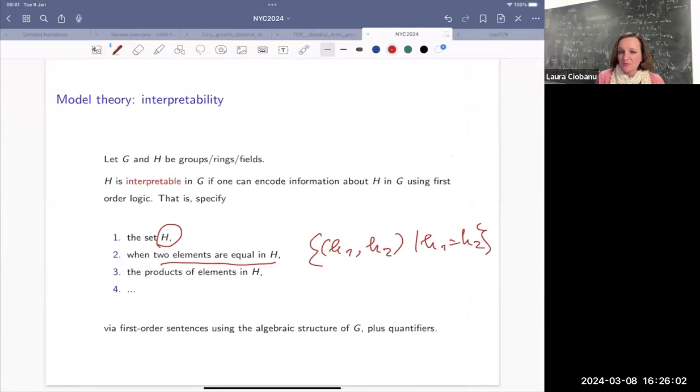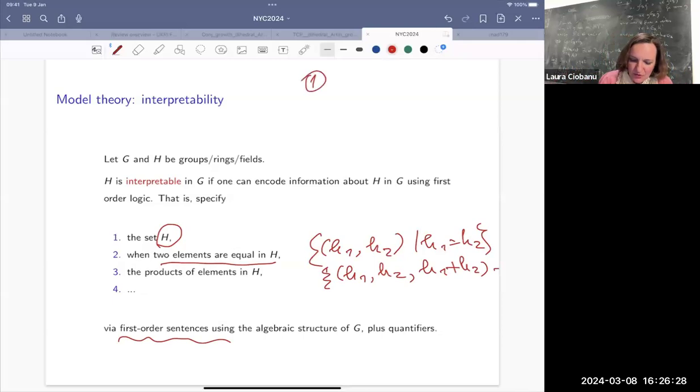If you have sums, you would like triples like H1, H2, and H1 plus H2 to be definable. If you have products, you want that to be definable too, and so on and so forth, via first order sentences. Now I could have given the very full, heavy definition of interpretability, but I think this is more helpful. But I need to make two comments here. First of all, we're not using the full power of first order theory to define these things. We just use systems of equations.